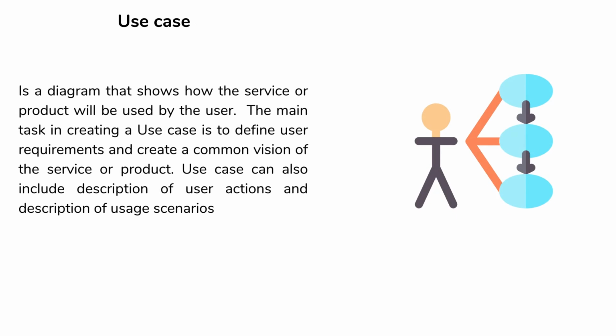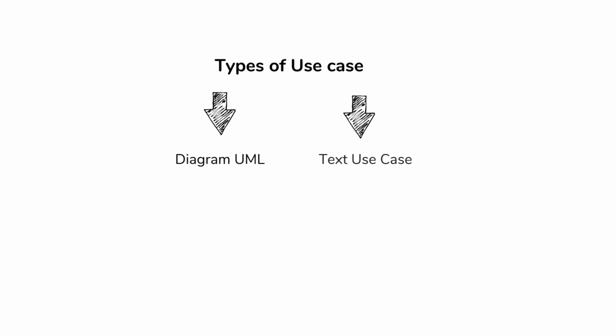Use case is a diagram that shows how the service or product will be used by the user. The main task in creating a use case is to define user requirements and create a common vision of the service or product. A use case can also include a description of the user actions and description of the usage scenarios. There are two types of use case: diagram and text version of the use case.